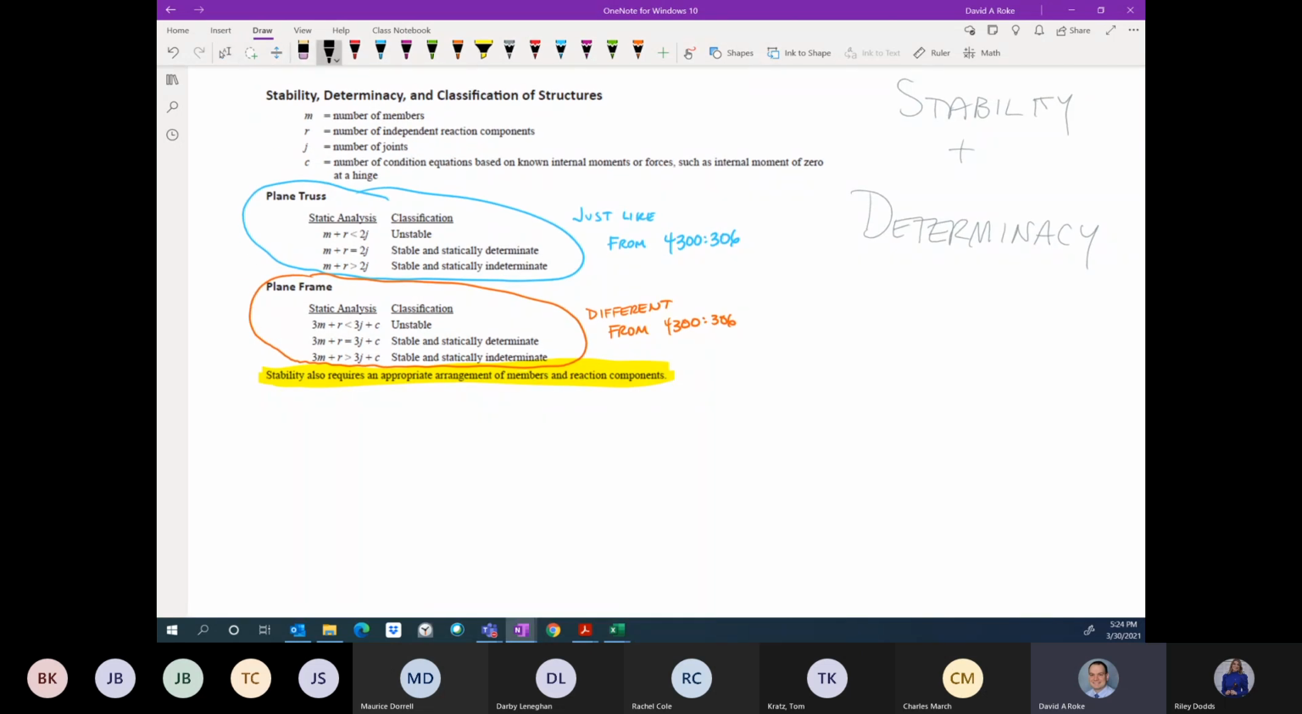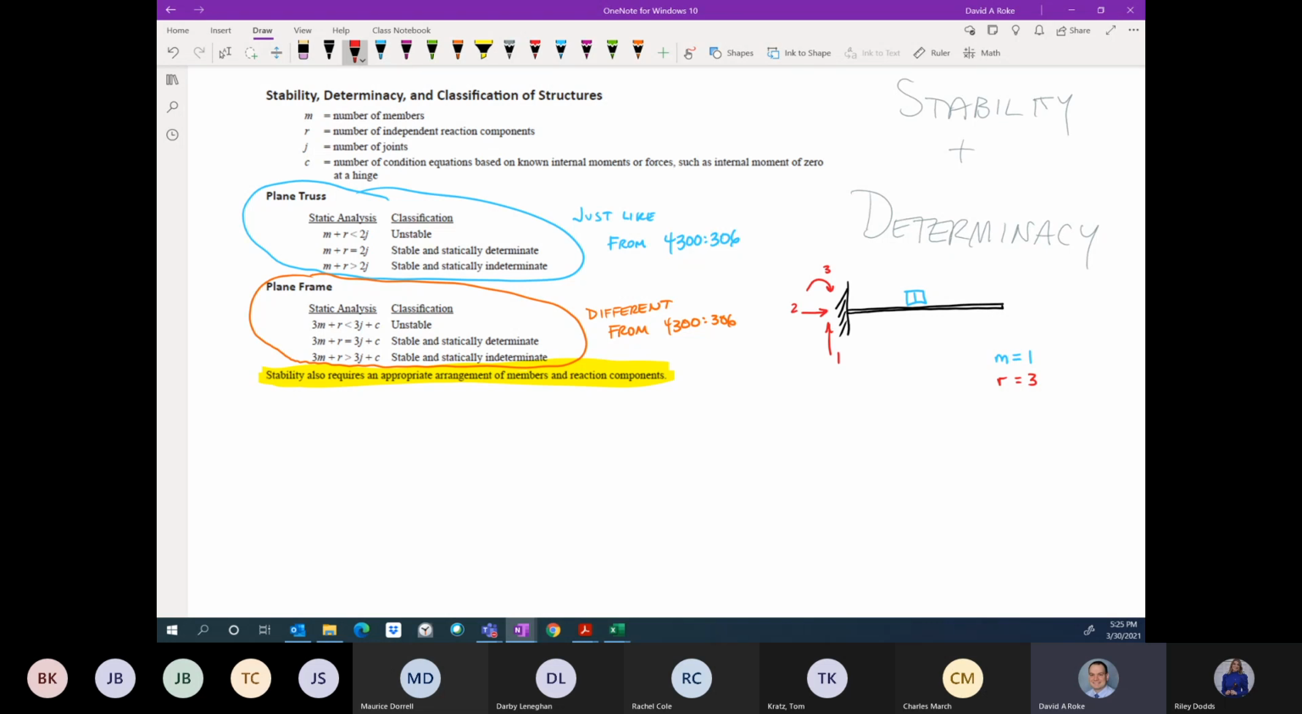So our frame classification. Let's look at, say, a cantilever beam. So there's our cantilever beam. And we need to count the number of members, the number of reactions, the number of joints, and the number of condition equations. Okay, so let's deal with each of these. I have one member. So M is equal to 1, right? That cantilever beam is a single component. I have reactions: 1, 2, 3 reactions at my fixed support. So R is equal to 3.